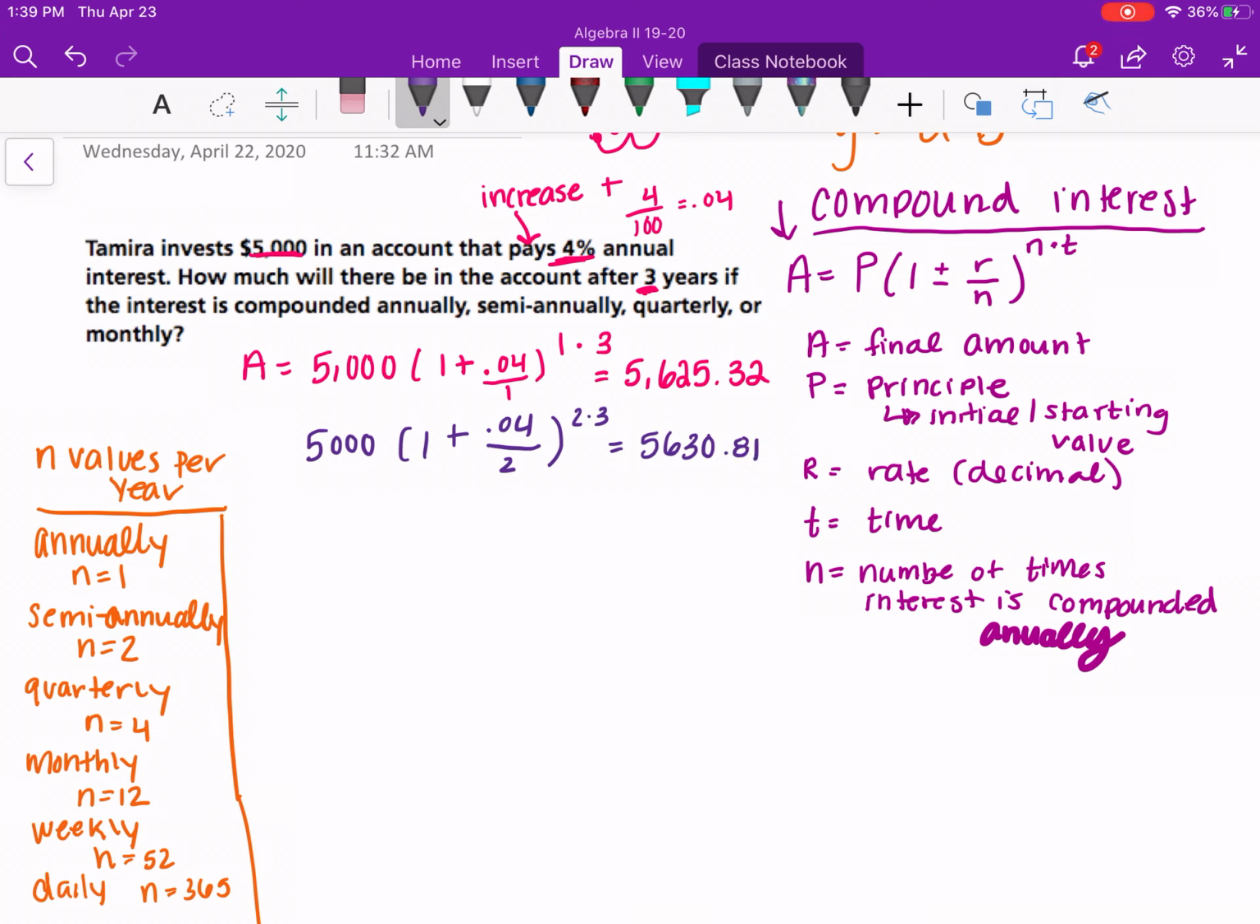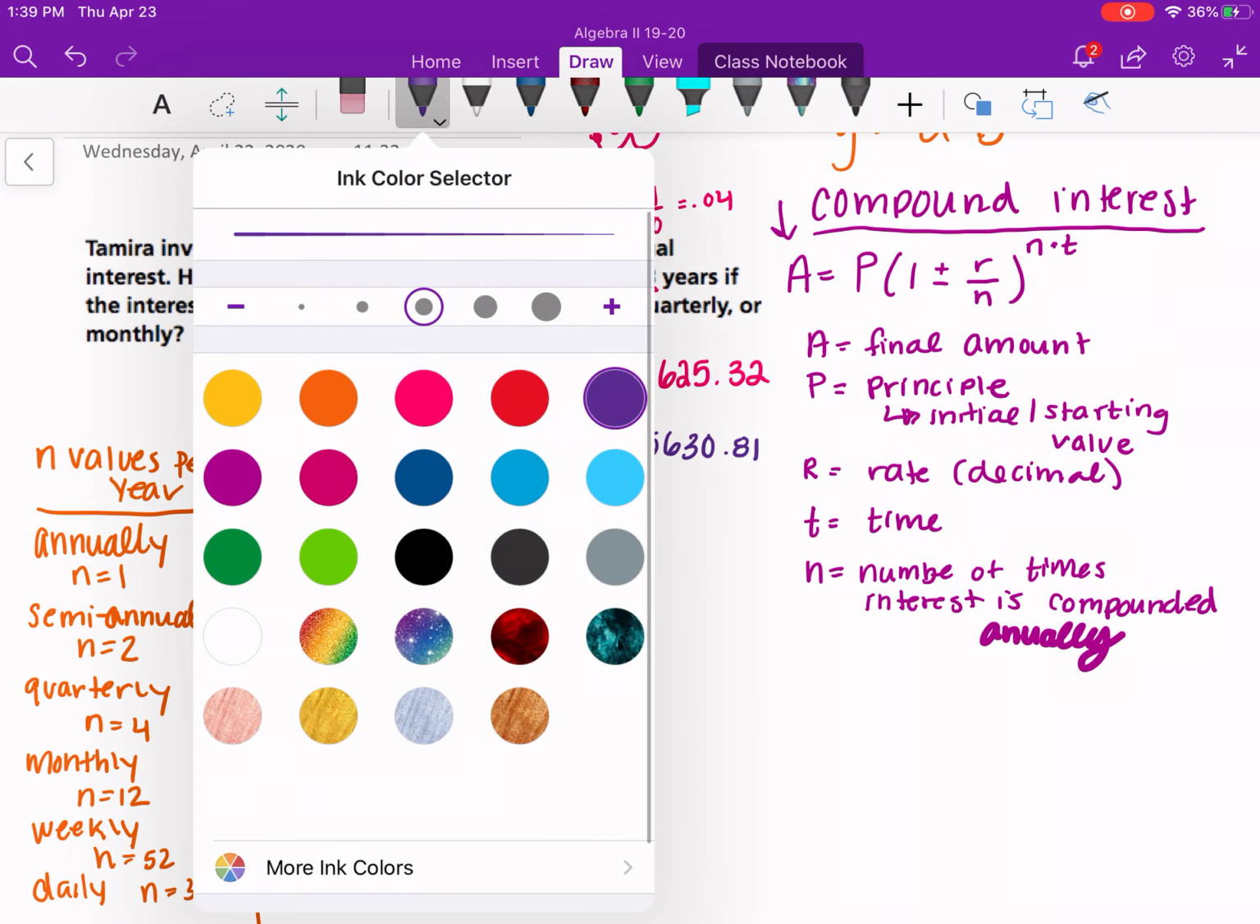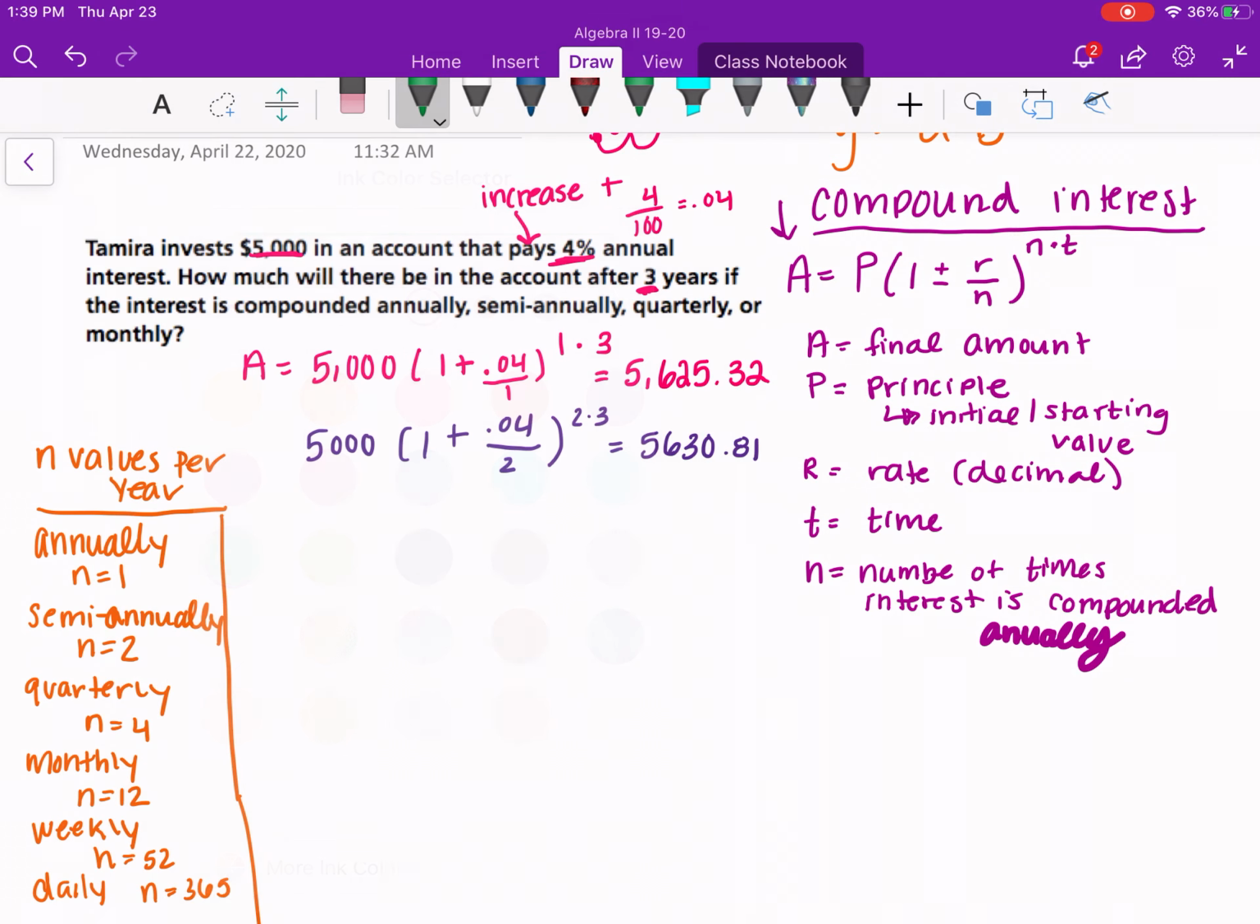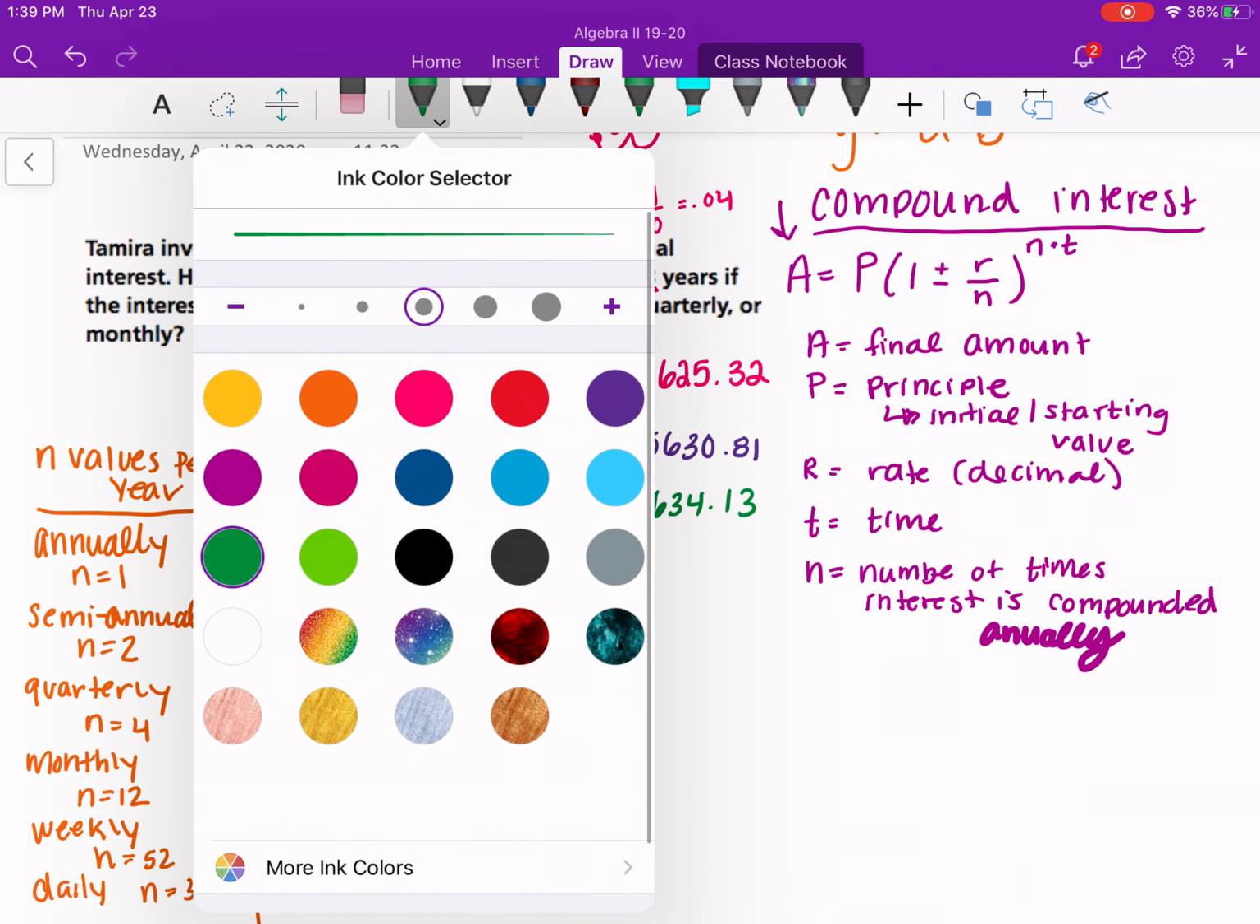So now I'm going to check out quarterly and monthly. We don't have to do daily and weekly. I just made those ones up for you guys. So to do quarterly, I've got $5,000, 1 plus 0.04 divided by n. N is now going to be 4 because quarterly happens 4 times a year. And I just run that through on my calculator and I get $5,634.13. And then I've got one more.